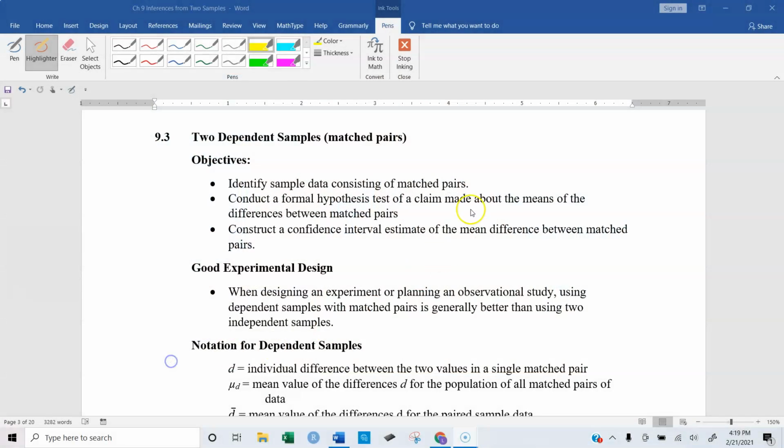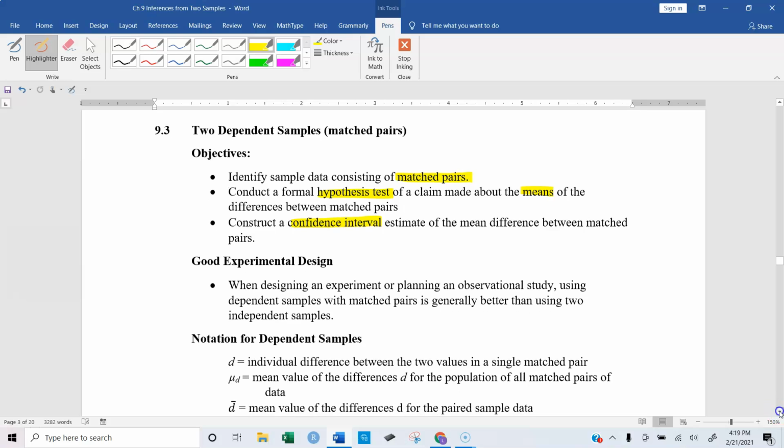All right, we're going to identify the sample data consisting of matched pairs, so we have to make sure they're matched in some way. We're going to conduct a formal hypothesis test to see if this works or not, for the means is what we're going to use today. And we're going to construct confidence intervals for the means between these differences.